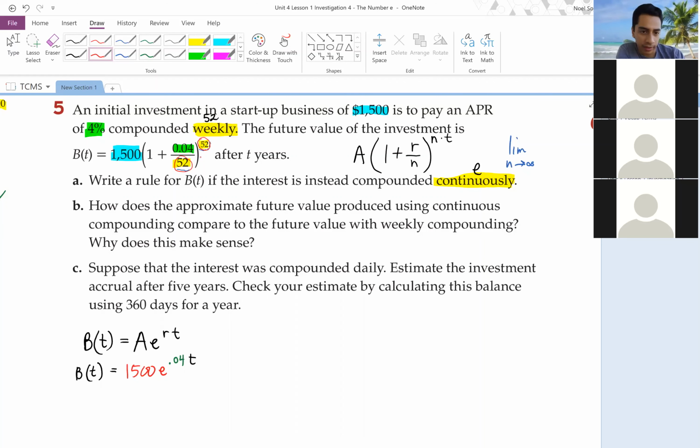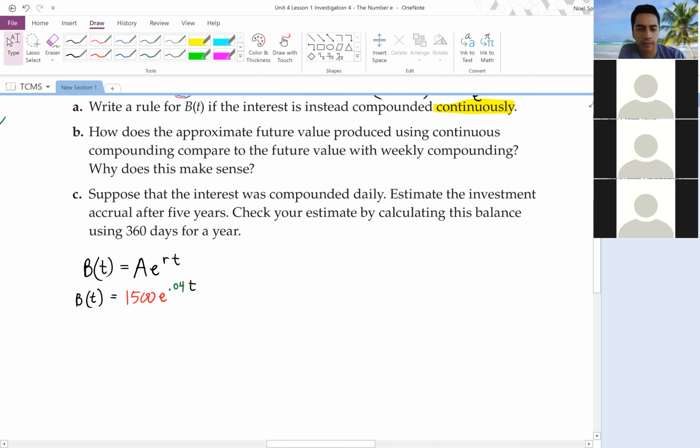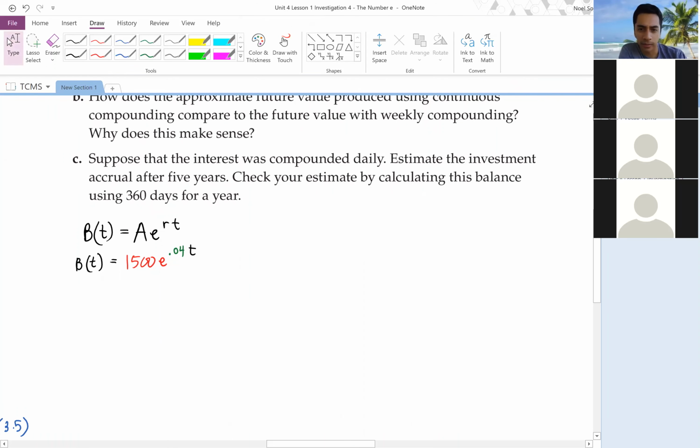Okay. All right. So now let's take a look at part C. Suppose that the interest was compounded daily. Estimate the investment accrual after 5 years. Check your estimate by calculating this balance using 360 days a year.